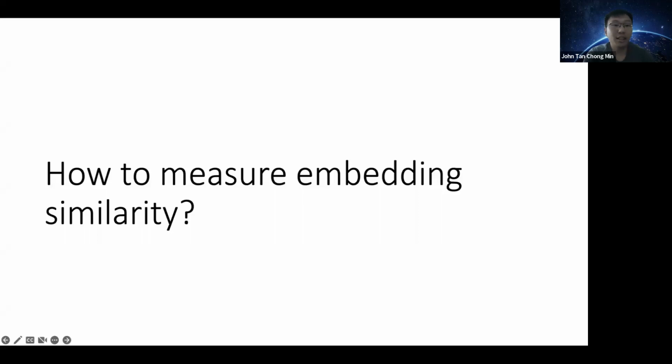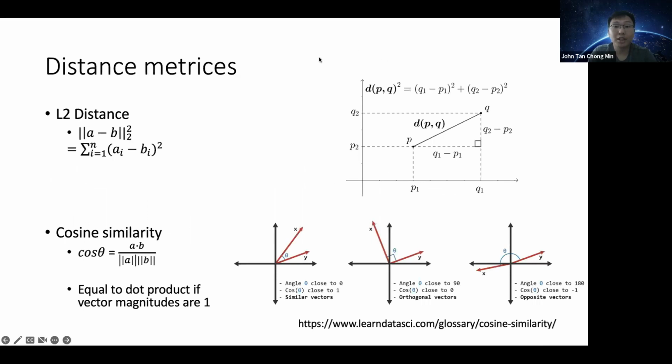Okay, so the next thing I'm going to talk about is how to measure embedding similarity. We all know that embeddings can be represented as vectors, and there are a few ways to compare them. One of the more common ways is called L2 distance. L2 distance basically measures the distance between two vectors. For example, if the vectors are 2D points, the L2 distance is just like Pythagoras' theorem.